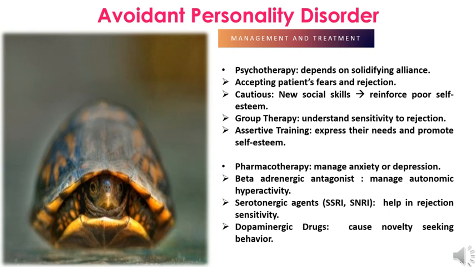Pharmacotherapy. Pharmacotherapy has been used to manage anxiety and depression when they are associated with the disorder. Beta-adrenergic antagonists, such as propranolol or atenolol, manage autonomic nervous system hyperactivity, which tends to be high in patients with avoidant personality disorder, especially when they approach feared situations. Serotonergic agents may help rejection sensitivity. Theoretically, dopaminergic drugs might cause novelty-seeking behavior in these patients. However, the patient must be psychologically prepared for any new experience that might result.